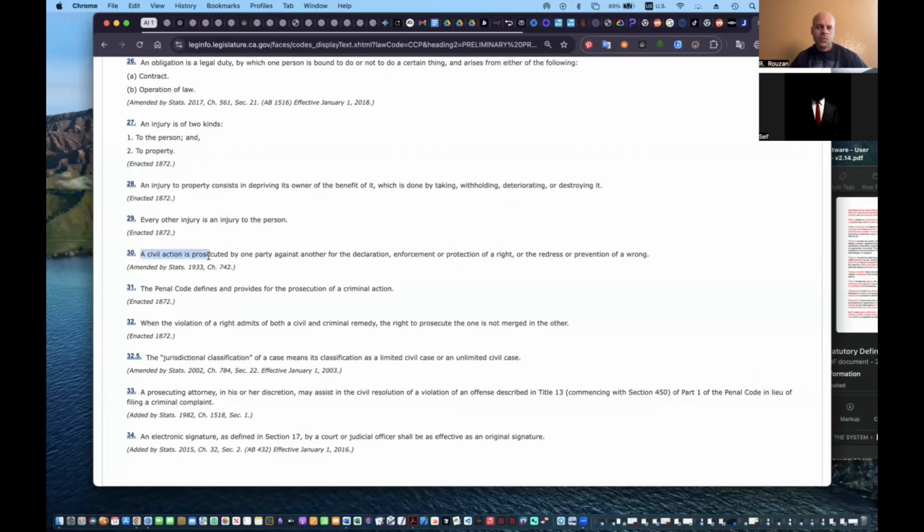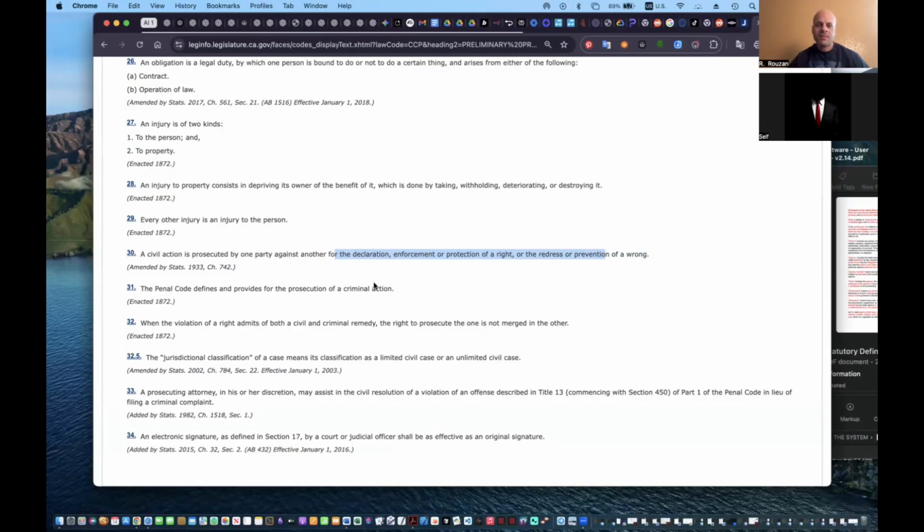A civil action is prosecuted by one party against another for the declaration, enforcement, or protection of a right. So all civil actions, no matter what you see anybody in court, no matter what it is, hey, Johnny sued him for $50 million because he slapped him or he did whatever, right? It's all this. It's only for the declaration, enforcement, or protection of a right or the redress or prevention of a wrong. That's all civil actions are.